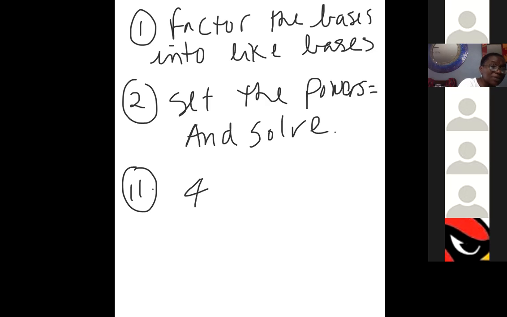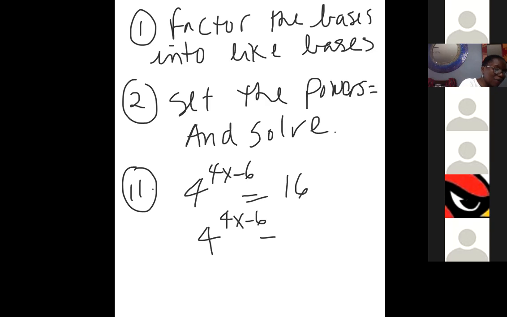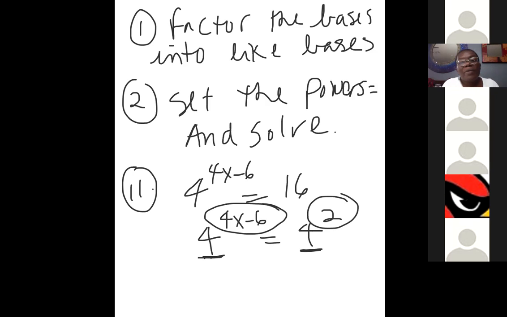So this one is 4 to the 4x minus 6 is equal to 16. Now, I can take that 16 and factor it to 4 to the second. So since the bases are equivalent to each other, that makes the powers equivalent to each other. Remember, guys, this is an equation. This is all about balancing the equation, as in you want to have the exact same thing on both sides. So to make sure that you have the exact same thing on both sides, the bases must be equal, the powers must be equal. So set these equal to each other and then solve.